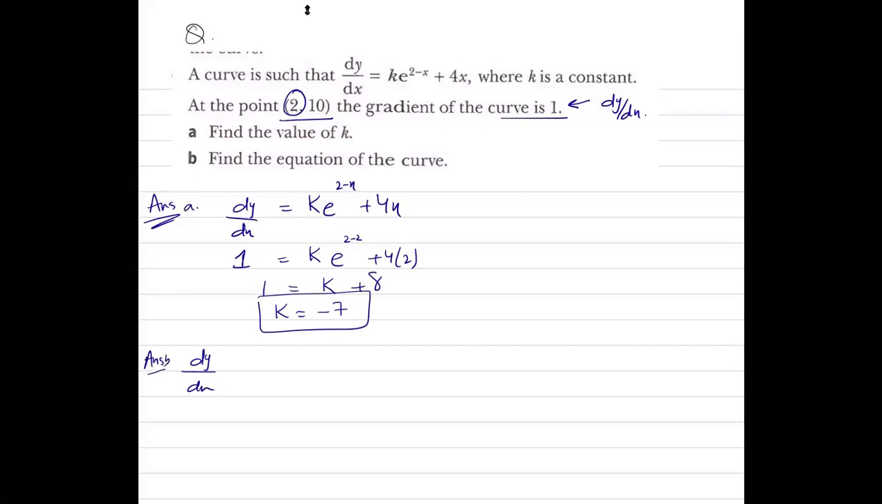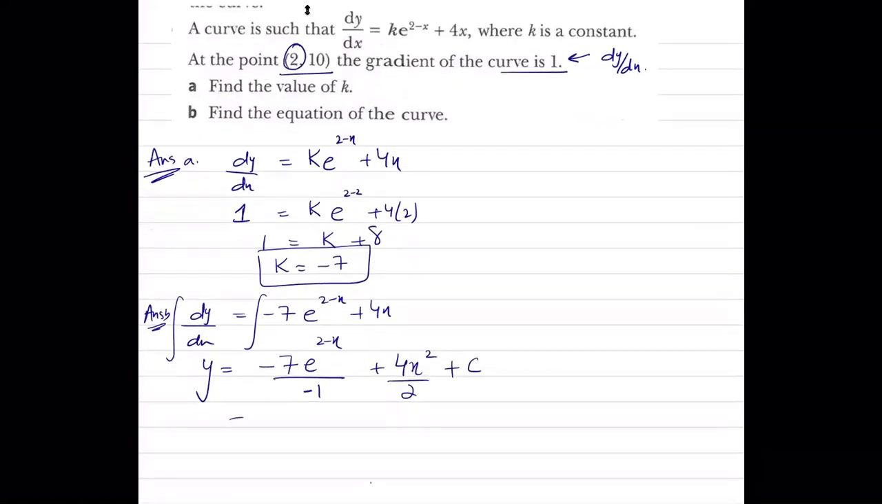Now for the second part, to find the equation of the curve, we are going to use the gradient function, that is minus 7 e to the power of 2 minus x plus 4x. I'm going to integrate the function to get y. Integration of minus 7 e to the power of 2 minus x is simply going to be minus 7 e to the power of 2 minus x divided by minus 1, because the differentiation of 2 minus x is minus 1, plus 4 x squared upon 2 plus c. So 7 e to the power of 2 minus x plus 2x squared plus c is equal to y.